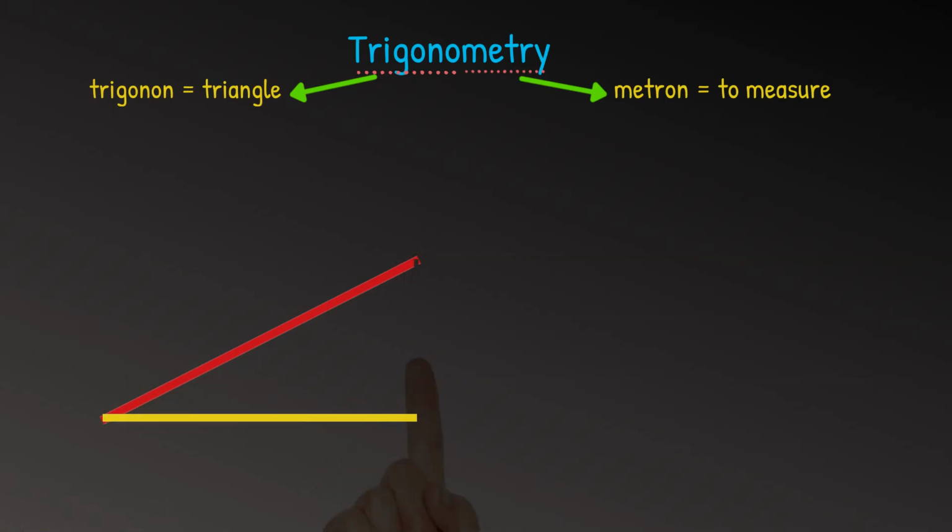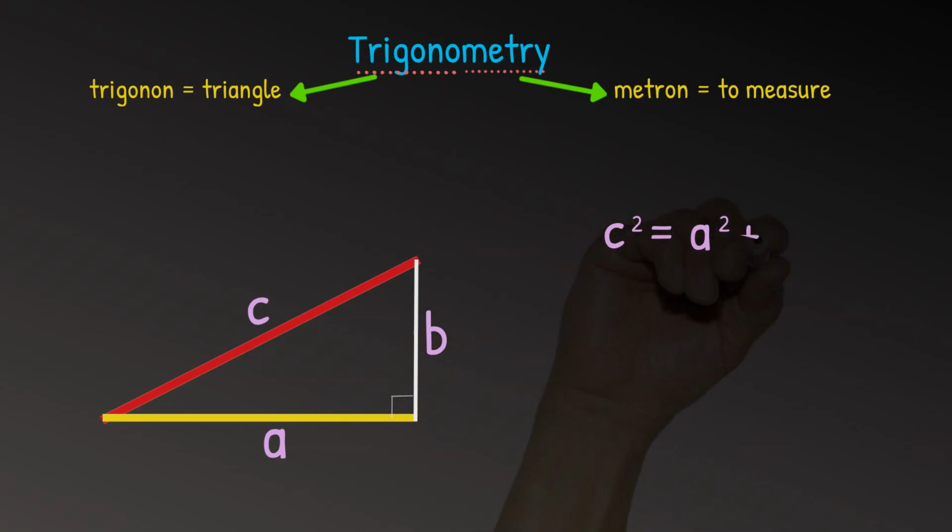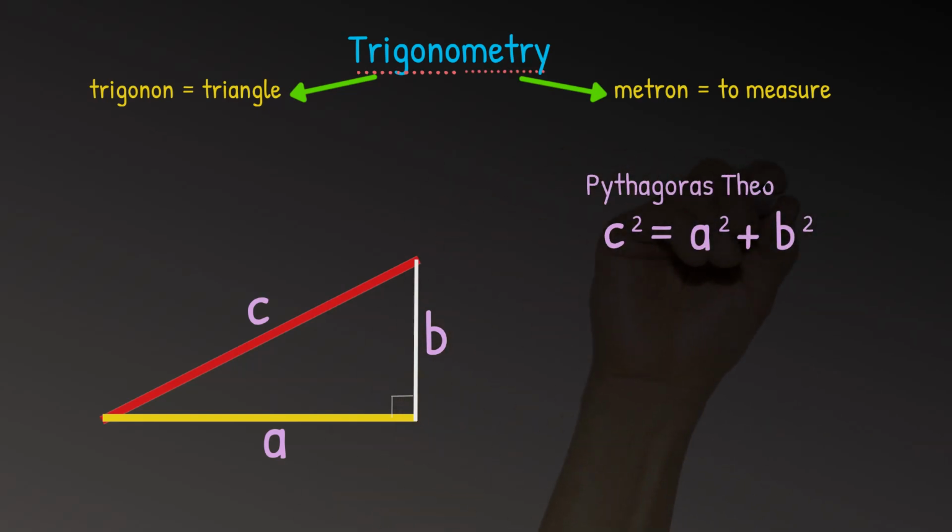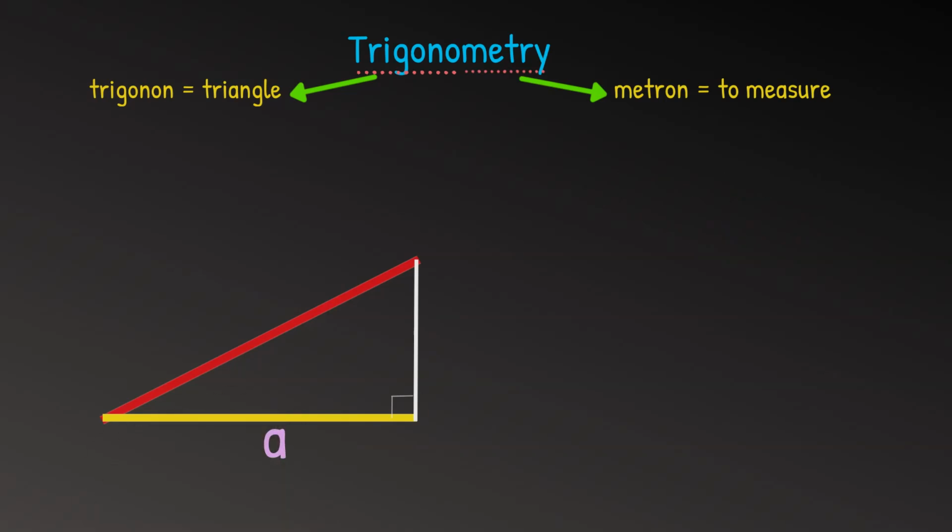Now if we look at a basic right-angled triangle, we might be familiar with this equation, c squared equals a squared plus b squared. So that's Pythagoras. And if we have the measurement of two sides, we can work out the third side. But what happens if we only have one side, but we also have this angle here, which we'll call theta? Well, then we'll have to use the trigonometric equations.